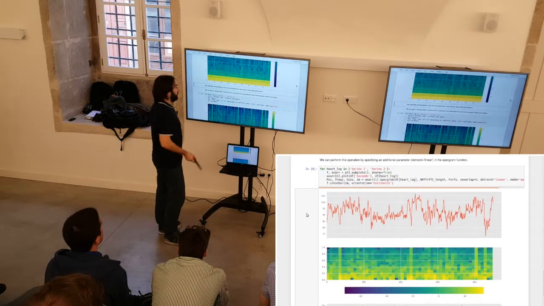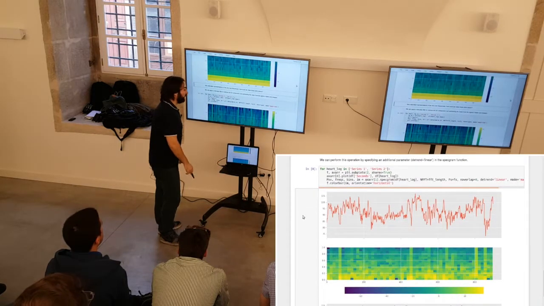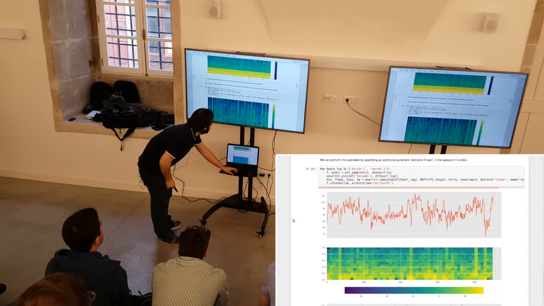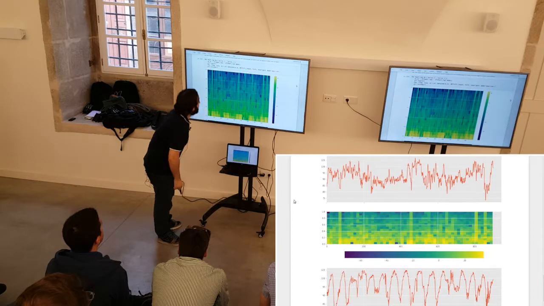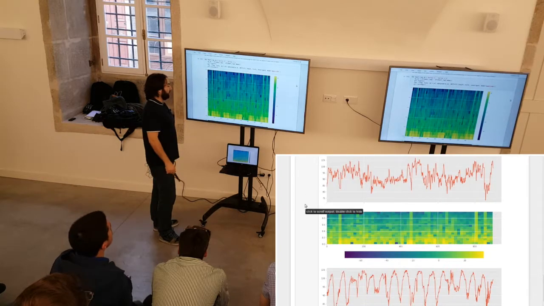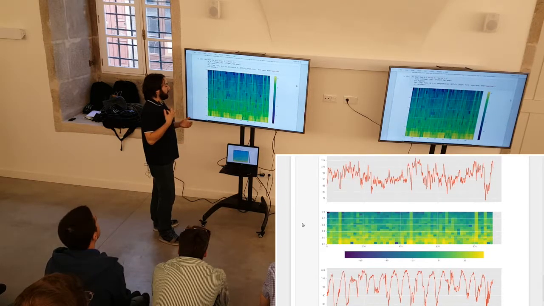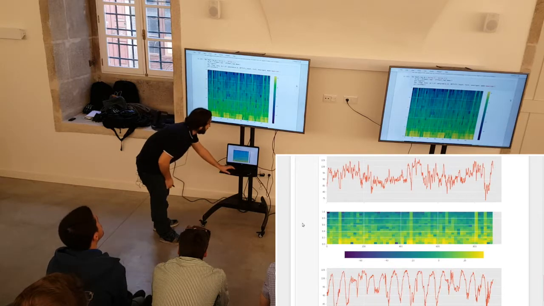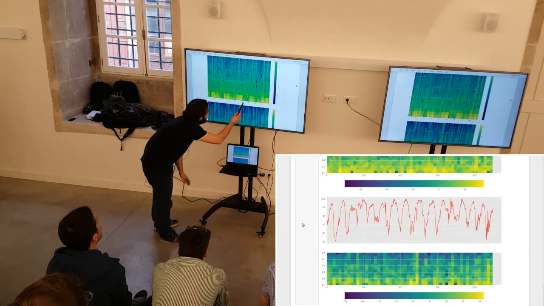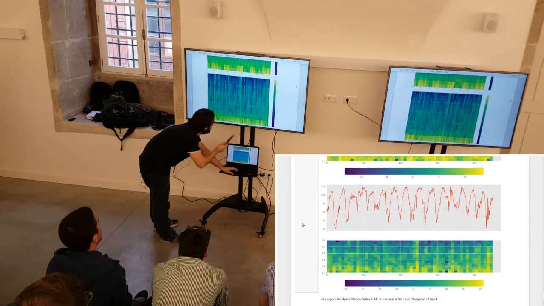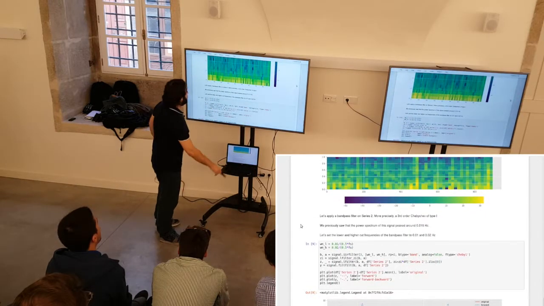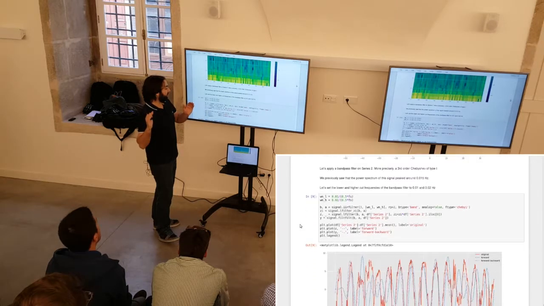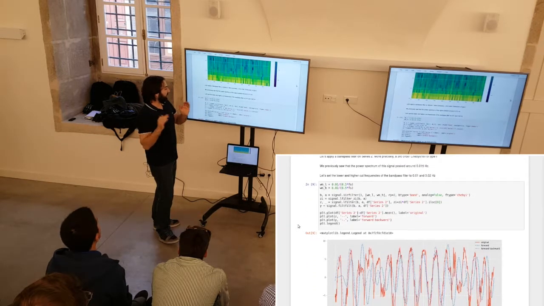It pretty much just removes the DC component of the signals, and I'm going to compute the spectrum again, and now you have a more discernible view of the signals in this domain. This is for the first one, this is for the second one. Now we're going to take series 2, the signal whose power was more focused on that peak.